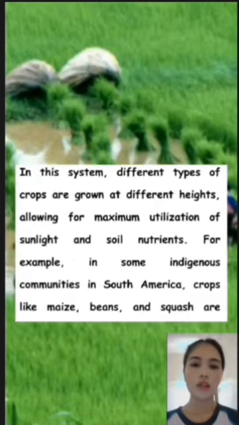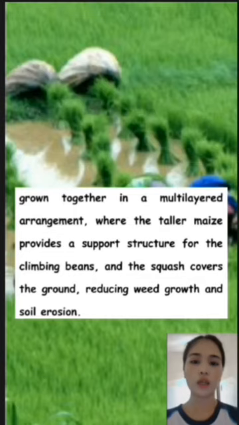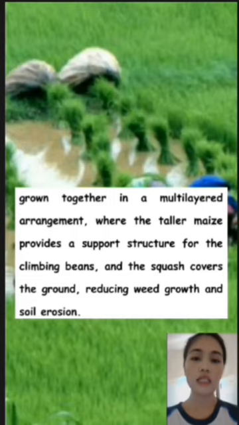In this system, different types of crops are grown at different heights, allowing for maximum utilization of sunlight and soil nutrients. For example, in some indigenous communities in South America, crops like maize, beans, and squash are grown together in a multi-layered arrangement where the taller maize provides a support structure for the climbing beans and the squash covers the ground, reducing weed growth and soil erosion.